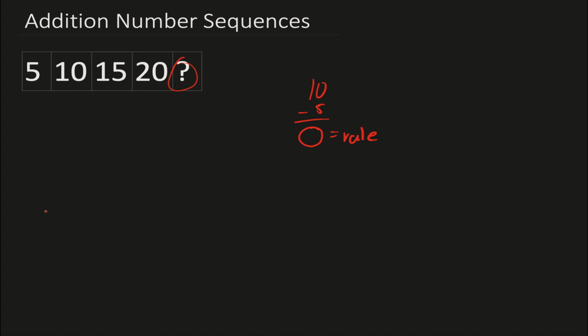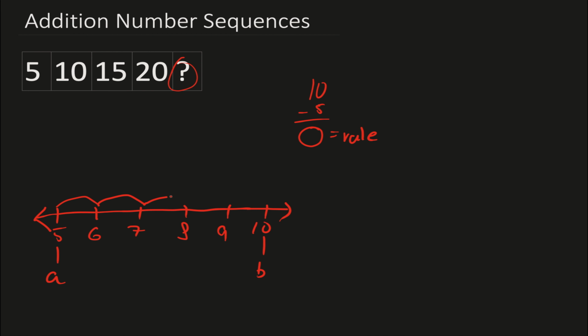So let's practice number line. We're going to draw a number line here. So we have 5, 6, and we're going to draw the 7, 8, 9. We elongate that. 10. Okay, there's our number line. Now we're going to count. How much does it take to get from point A to point B? Let's go. 1, 2, 3, 4, and 5. So it looks like that's plus 5.